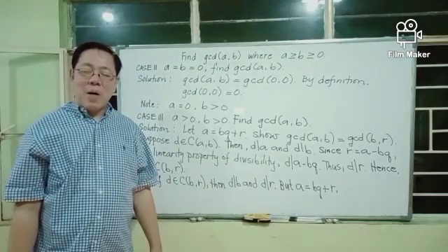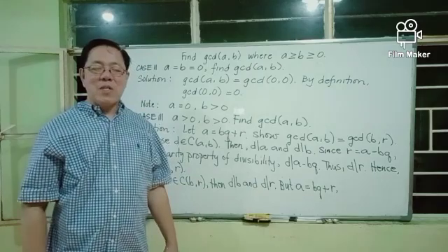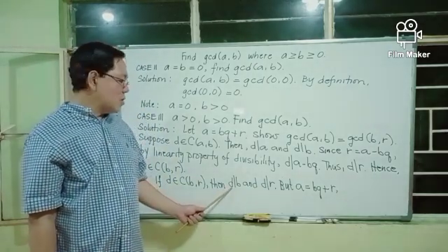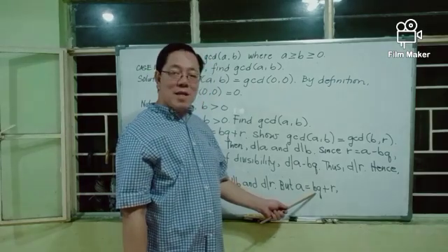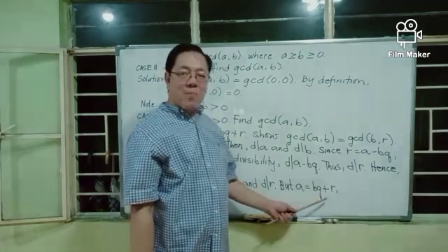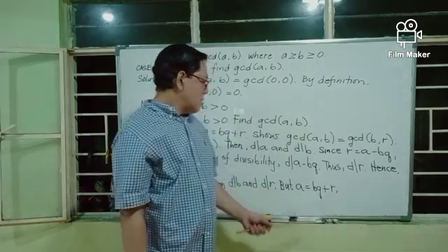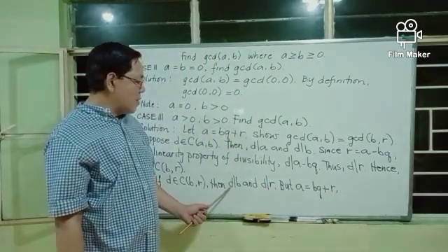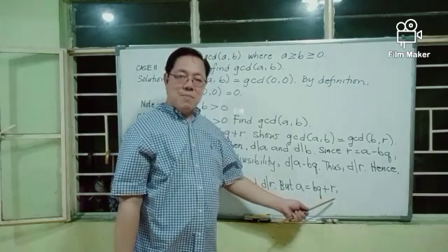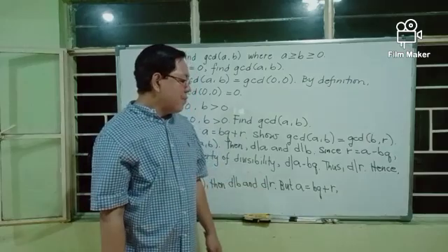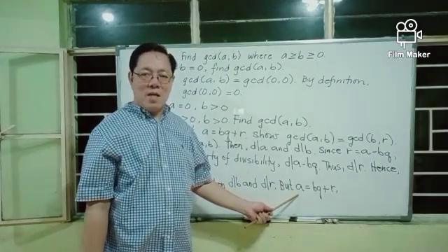Again, we apply the linearity property of divisibility, which says that if D divides B and D divides R, then D also divides the linear combination of B and R. Such a linear combination is given by this sum BQ plus R, one of the many possible linear combinations of B and R. So D divides BQ plus R, because this is a linear combination of B and R. But BQ plus R is equal to A. Therefore, D divides A.